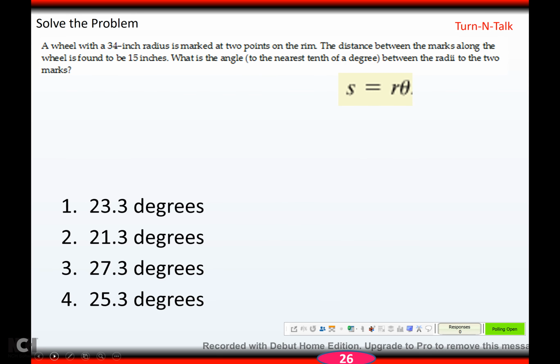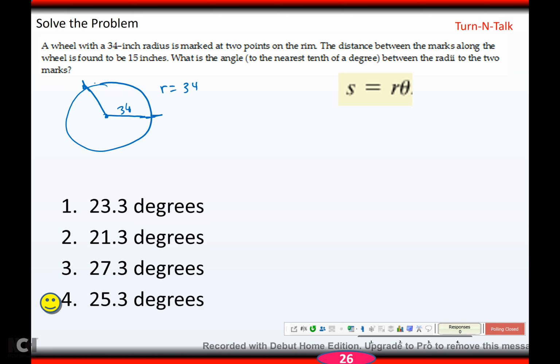Alright, try this one. Hit pause, come back when you're ready. And hopefully you got 25.3. It says you have a wheel with a 34-inch radius, and you're marking it at 2 places on the rim, here and here. And the distance between the marks is 15 inches, so from here to here is 15, that's arc length. And they want me to find theta in degrees.